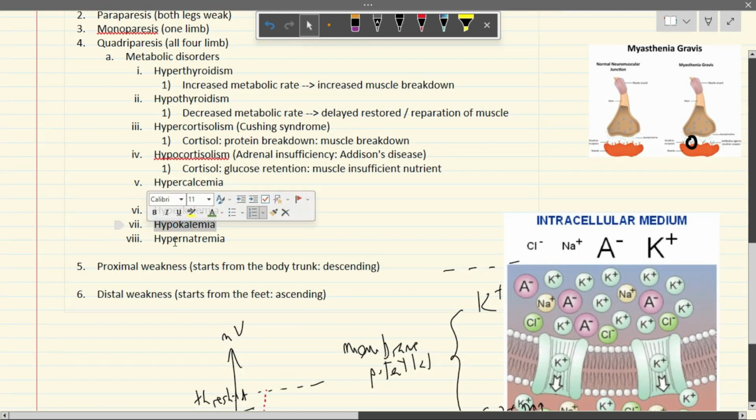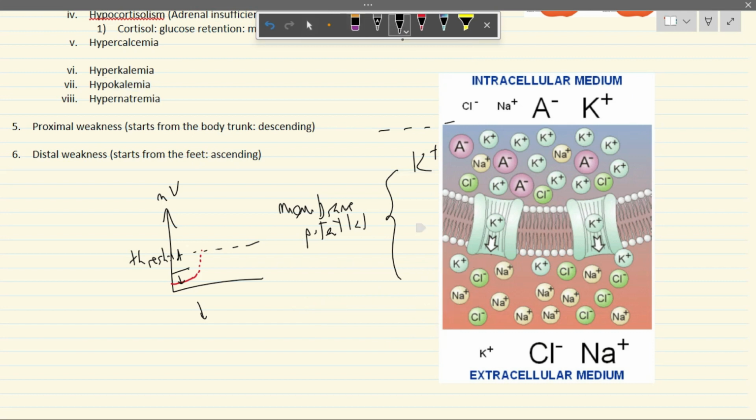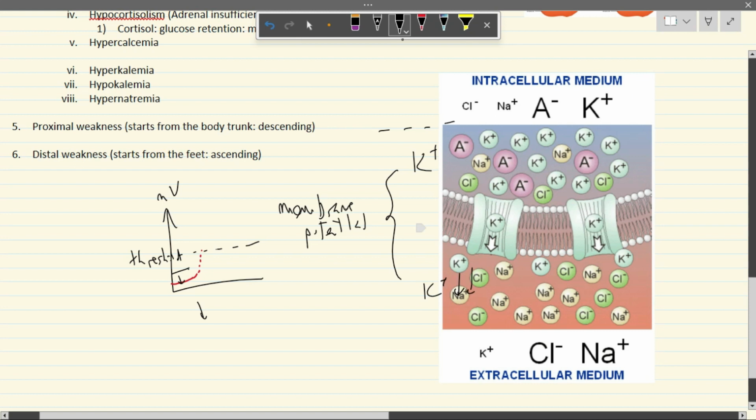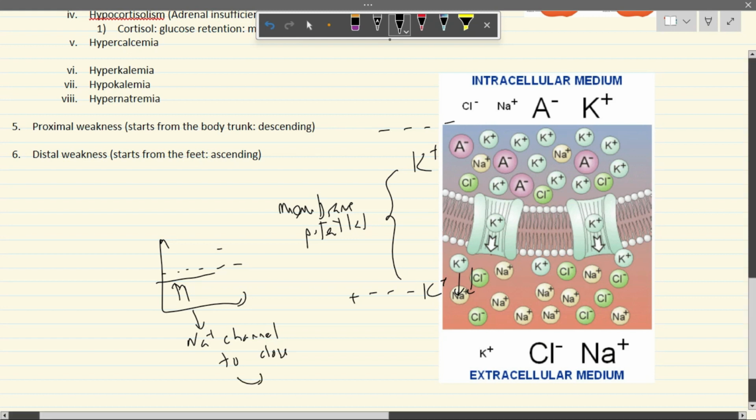Now, how about hypokalemia? Hypokalemia is a different story. It means we're going to have less K plus out here. So instead of positive, positive, positive, we're going to become positive, negative, negative, negative. This time, our resting membrane potential actually increases. At first, it might seem to increase excitability, but the increase of this resting membrane potential actually causes the sodium channels to close. Therefore, it decreases excitability again.